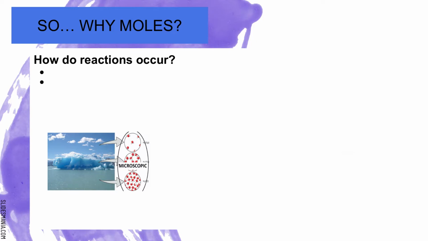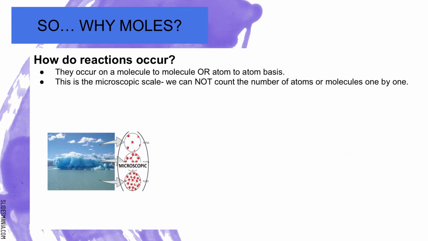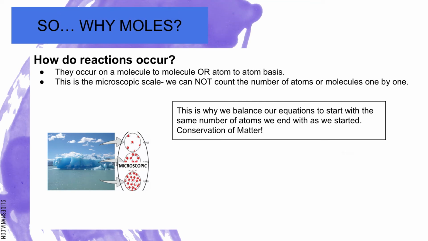So why moles? When we're asking why we use moles, we have to ask how reactions occur. They occur on a molecule to molecule or atom to atom basis. This is the microscopic scale. We cannot count the number of atoms or molecules one by one. This is why we balance our equations to start with, so the same number of atoms we end up with as we started. That's the conservation of matter.